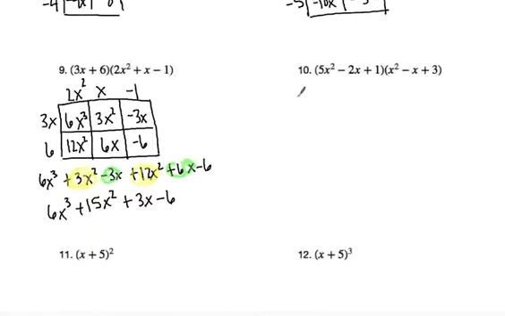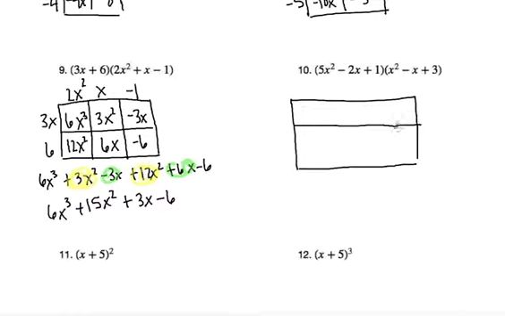Number 10, 5x squared minus 2x plus 1 times x squared minus x plus 3. We're going to draw a 3 by 3 box for this one. So we're going to end up with 9 boxes inside. So 5x squared, negative 2x, and positive 1 will go down the side. X squared, negative x, and positive 3 will go across the top.